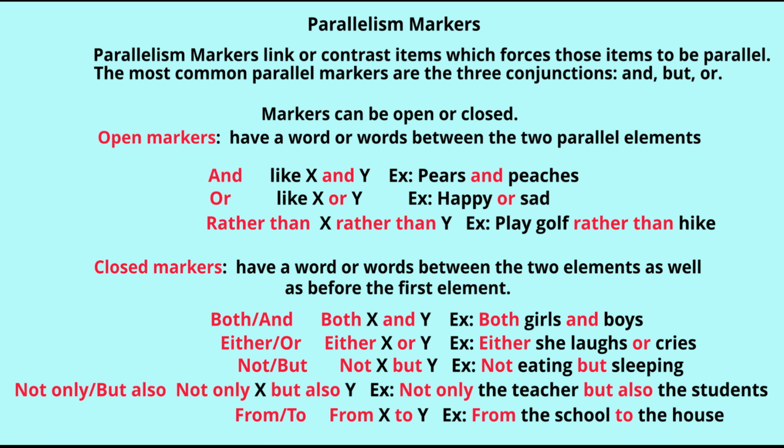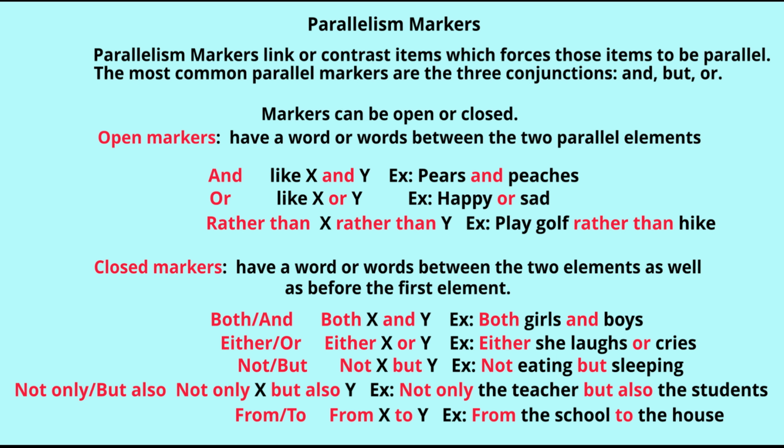Markers can be open or closed. Open markers have a word or words between the two parallel elements. For example, and, like X and Y. For example, we say pears and peaches. When we use or, like X or Y, happy or sad. Rather than, that means X rather than Y. We can say play golf rather than hike.